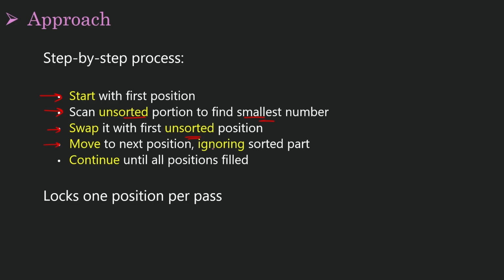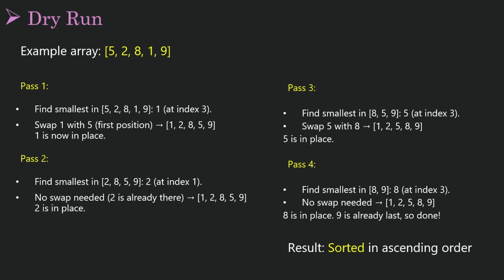Move to the next position and repeat, ignoring the sorted portion. Continue until all positions are filled. It's like building the sorted array from left to right. Want to try it? Sure, same numbers. Dry run. Let's use 5, 2, 8, 1, 9 again.